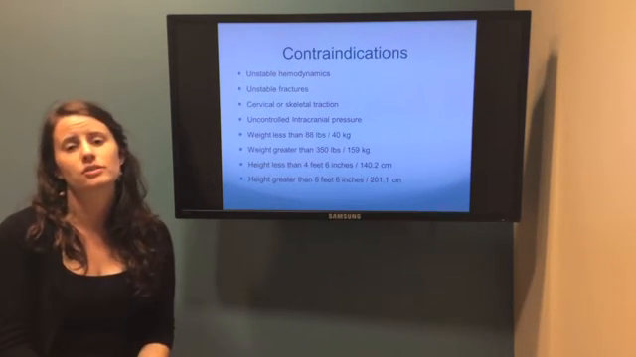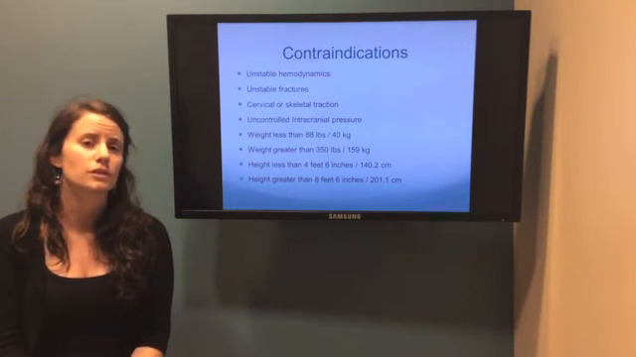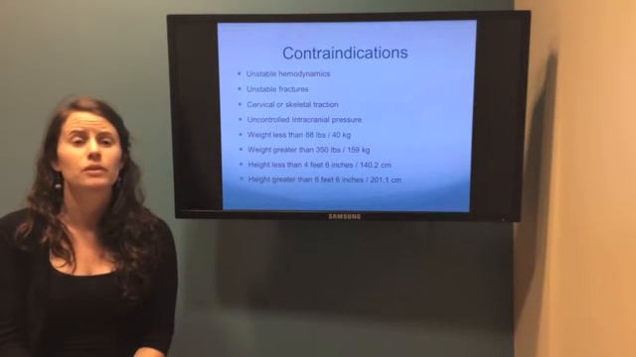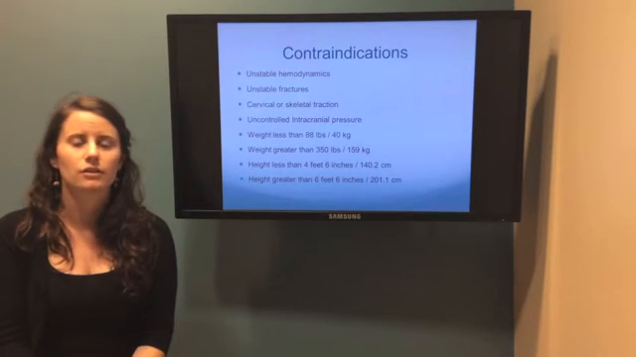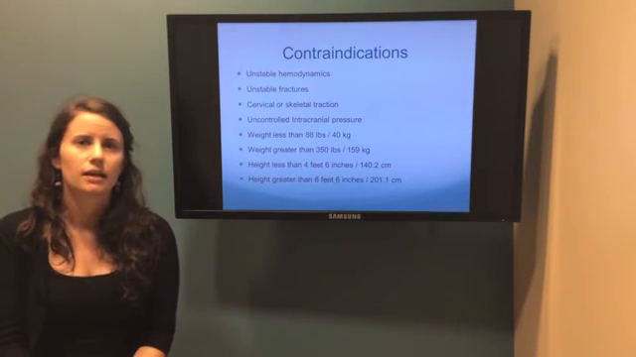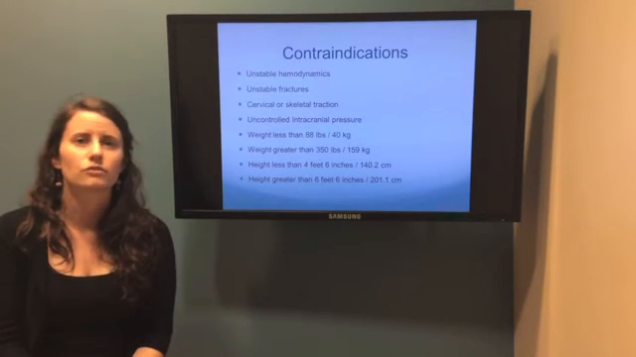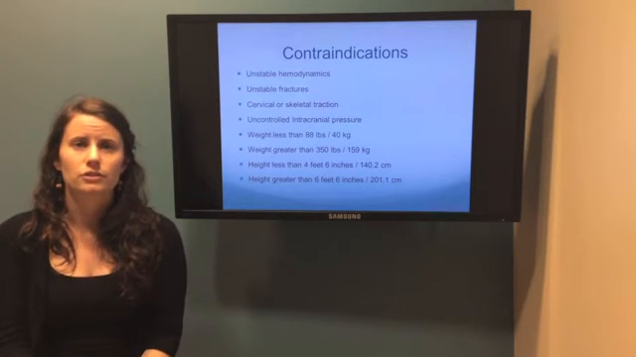However, some ARDS patients have contraindications that prevent them from being put into the prone position or being in the rotoprone bed. Unstable hemodynamics: you can't prone a patient if they're too unstable to be turned. Also unstable fractures, cervical and skeletal traction, and uncontrolled intracranial pressures.